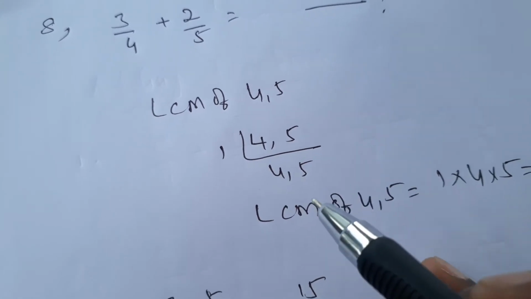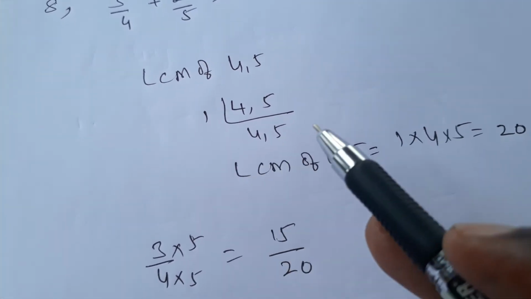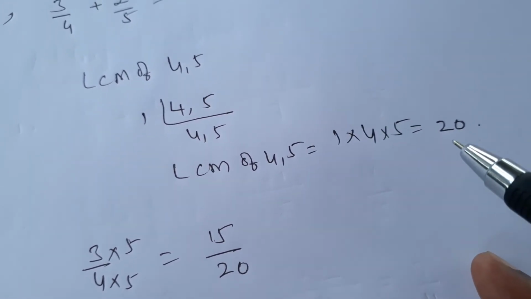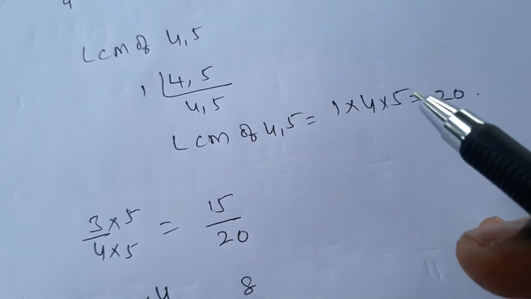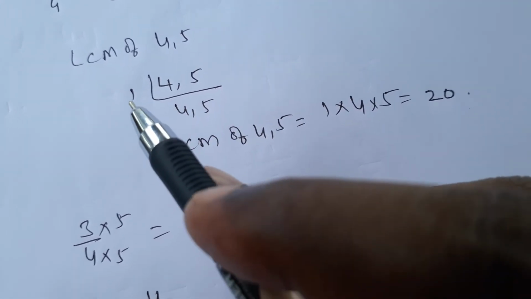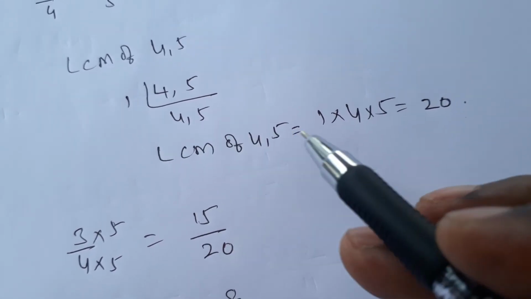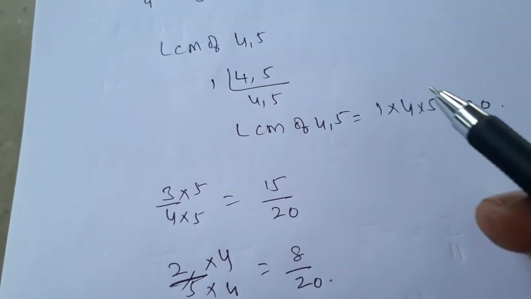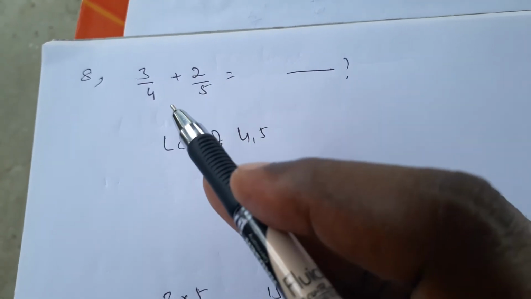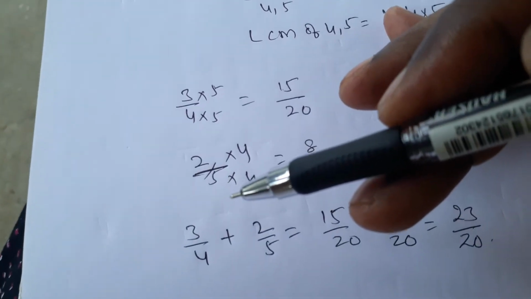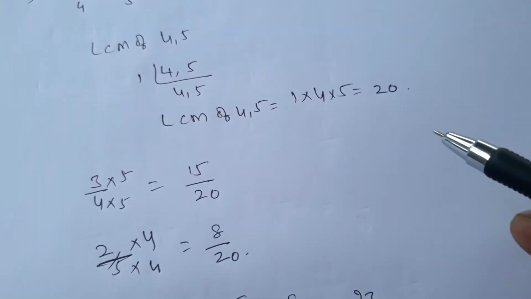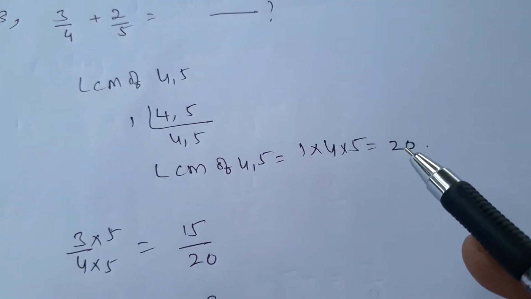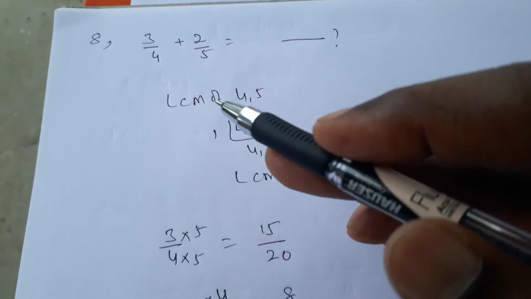So 1 4s are 4, 1 5 is 5. For the LCM, multiply all the outside numbers: 1 into 4 into 5, 20. Now in this 4, 5, no table is possible again, so this is final: 1 into 4 into 5 is 20. So this LCM is 20. Now take these fractions, 3 by 4 and 2 by 5, separately, and make the denominators equal to the LCM. What is the LCM? 20. So make the denominators equal to 20.